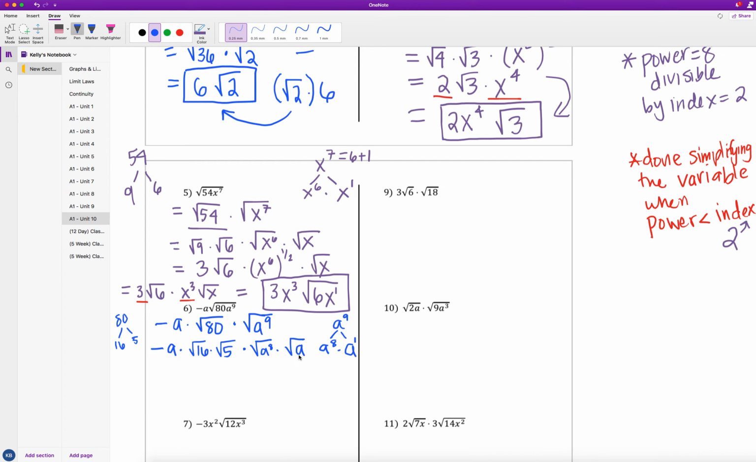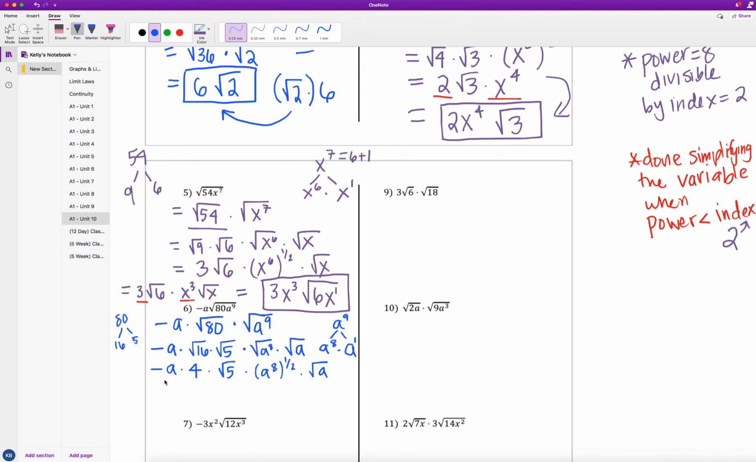Now that we've broken it apart into all these different terms, let's simplify down what we can. So the negative a is still there. Square root of 16 is a perfect square, so I end up with 4. Square root of 5 cannot be simplified, so I still have the square root of 5. And then the square root of a to the 8th, I can rewrite this as a to the 8th to the 1/2. And then the square root of a is still left over.